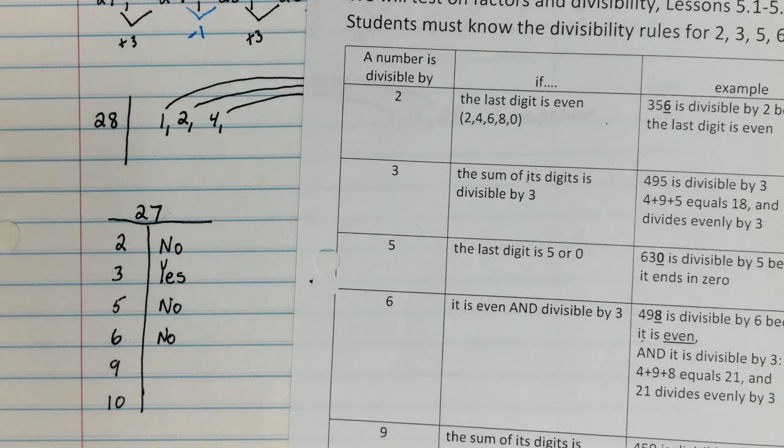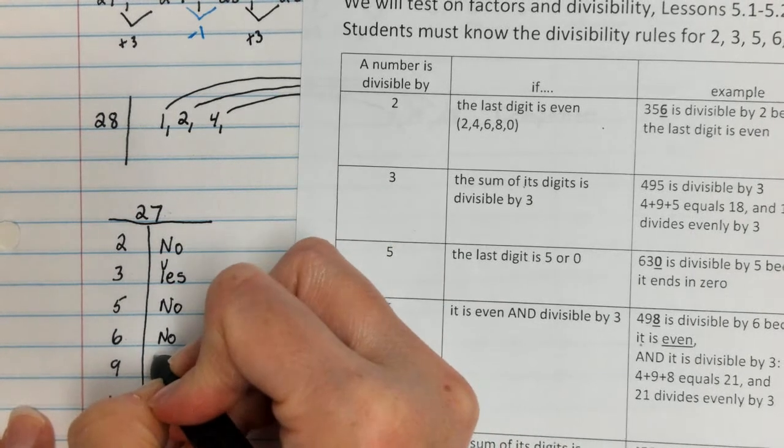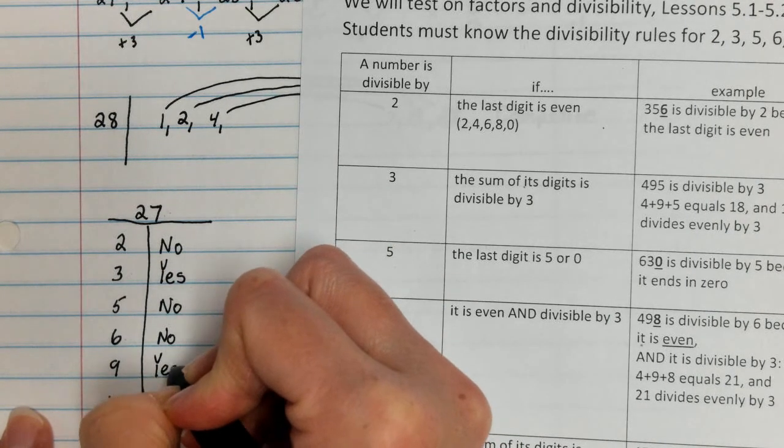All right, the rule for 9 works just like the rule for 3, except I'm doing it with 9. I add the digits together. So I add my 7 plus my 2. When I add 7 plus 2, I get 9. Is 9 times a number 9? 9 times 1 is 9. So yes. So 9 is a factor of 27.